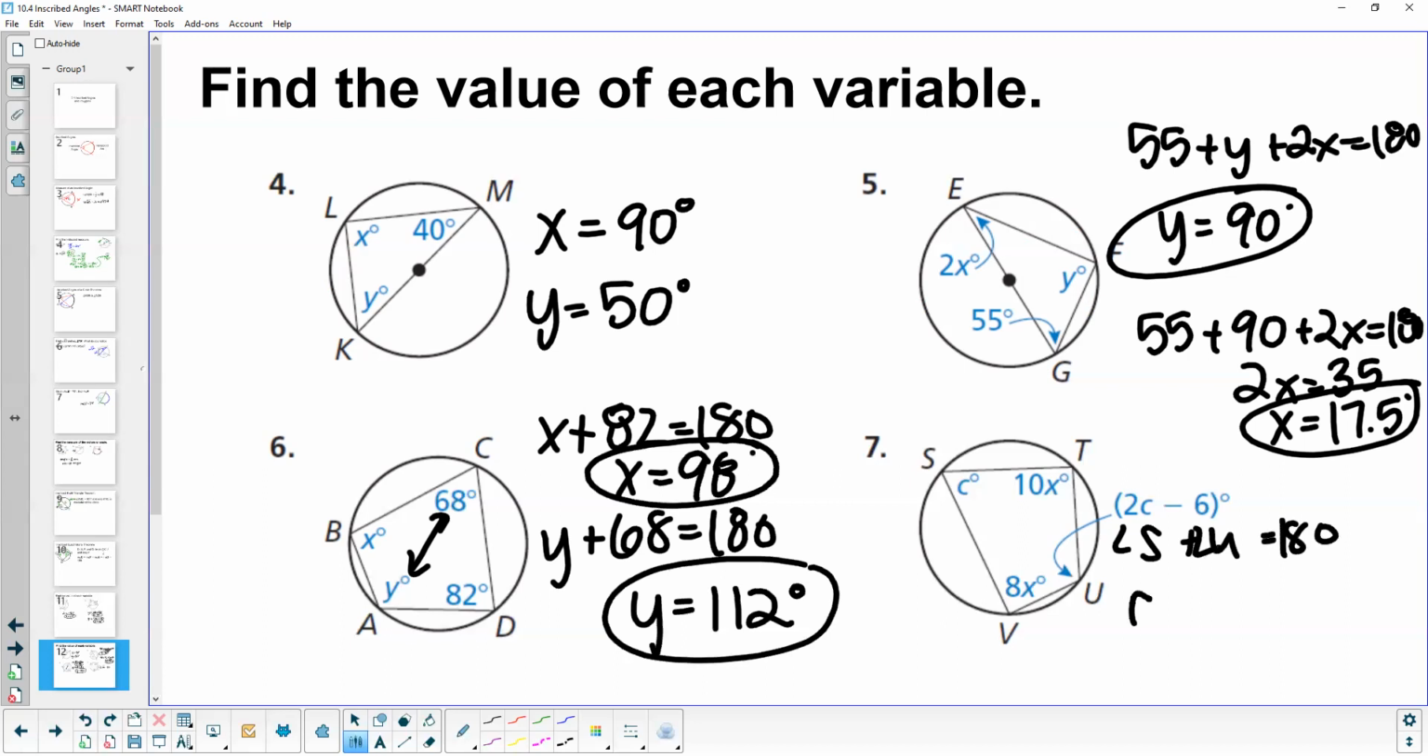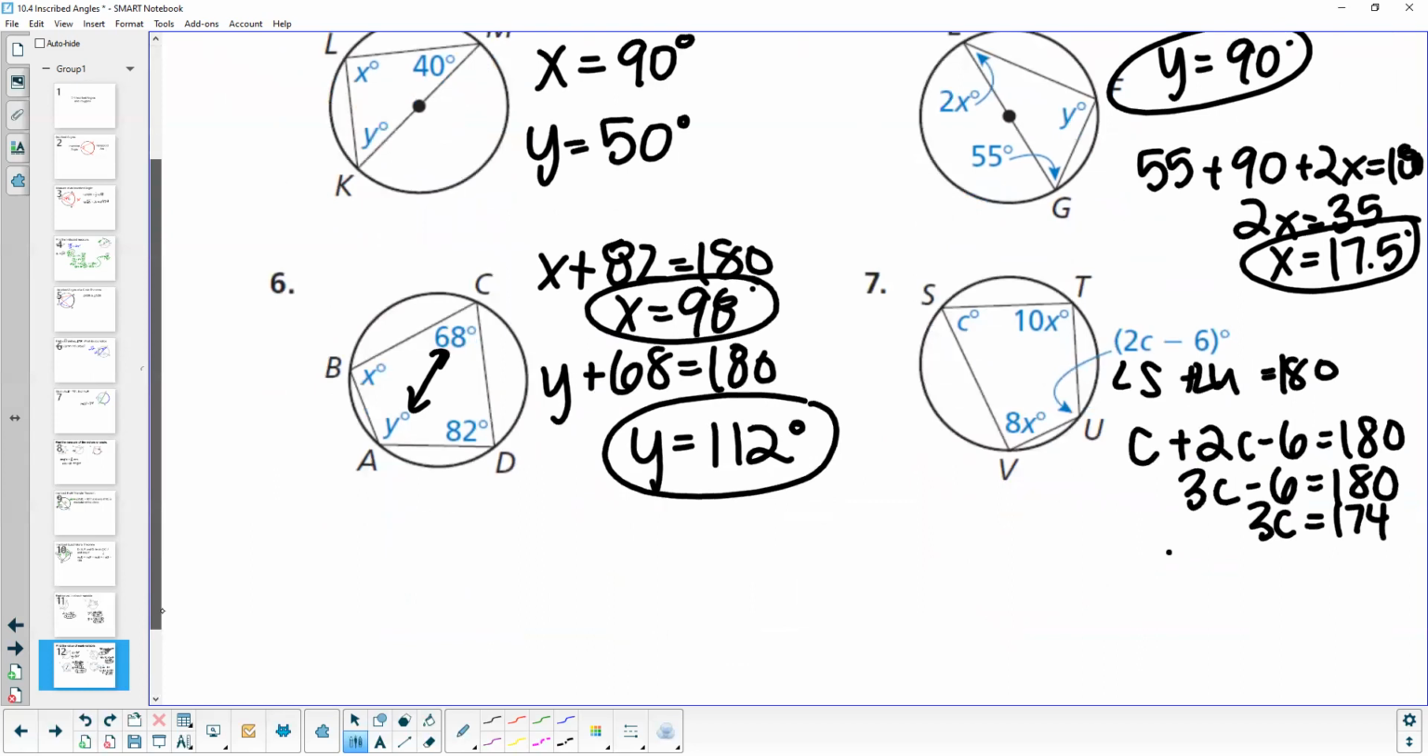So what we can do is we can take c plus 2c minus 6 and know that that'll equal 180. So we end up getting 3c minus 6 equals 180. Which means that 3c is going to be 180 minus 6, or 174. And if we take 174 and divide it by 3, we end up getting that c is equal to 58 degrees. So what that means is that this angle is 58 degrees, and our angle U is going to be 58 times 2 minus 6, or 110 degrees.